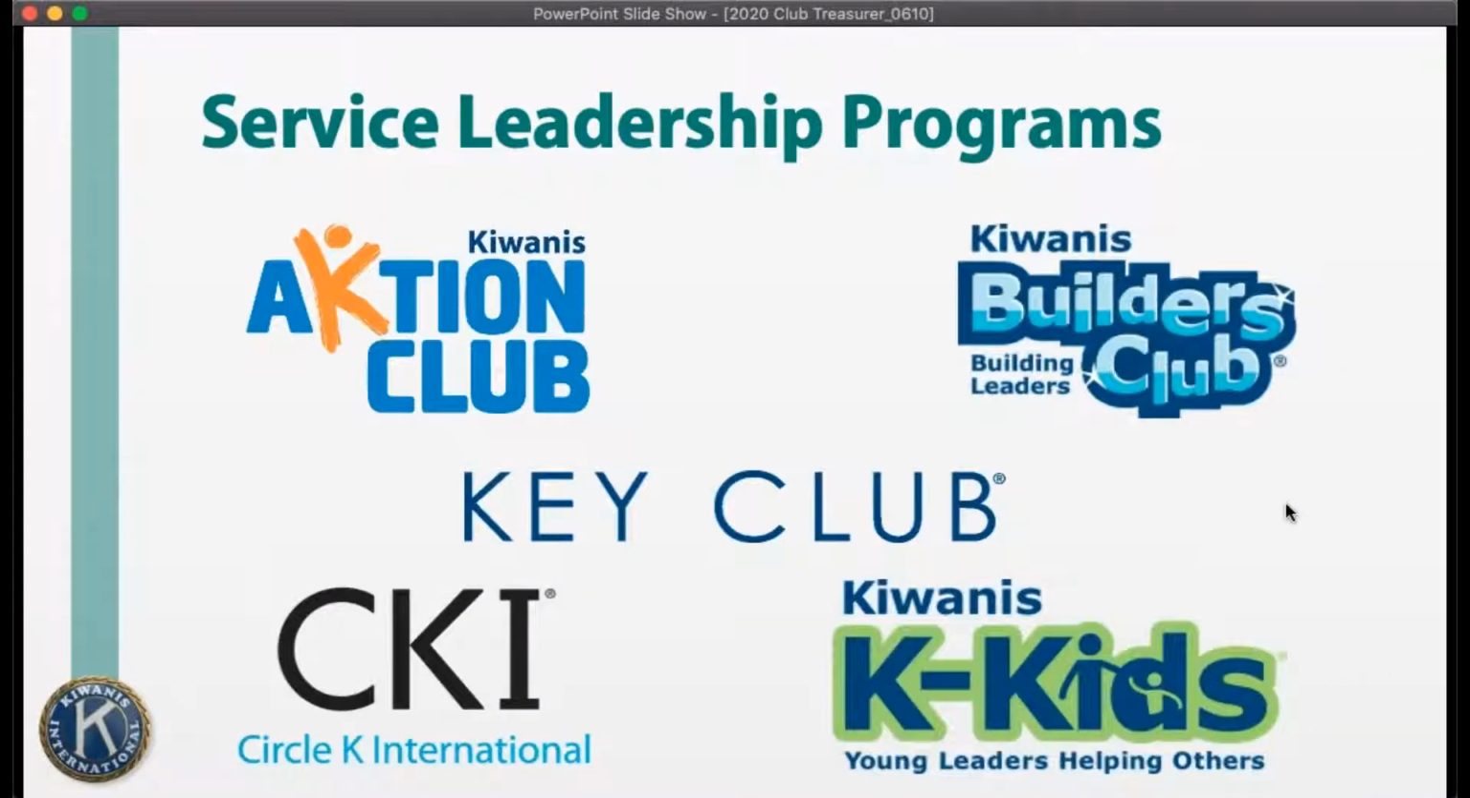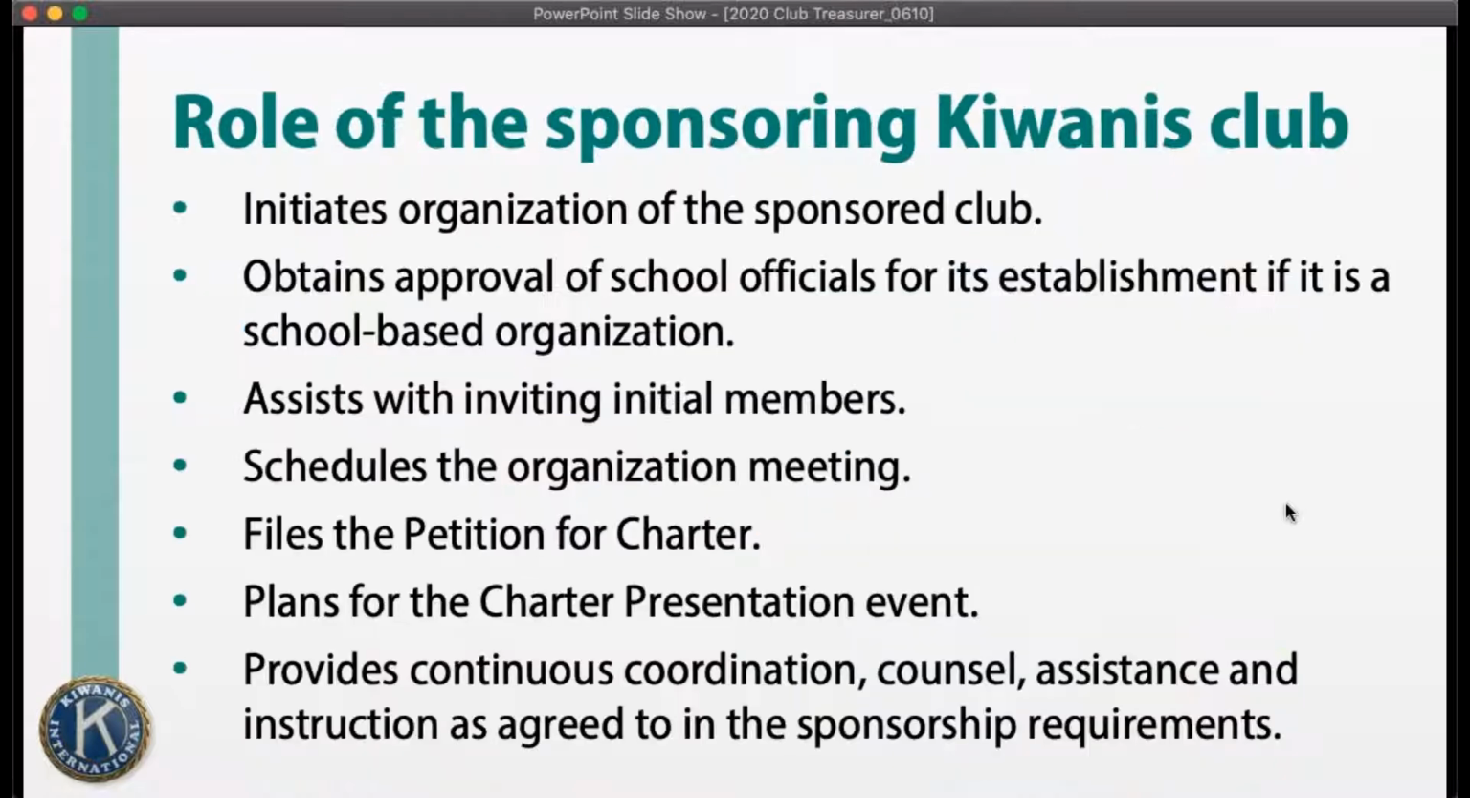Kiwanis has also been sponsoring our youth programs since 1925, when the first Key Club was founded. Since then, we've added more programs and experienced tremendous growth. Most often, our SLPs are sponsored by our Kiwanis clubs and occasionally will be sponsored by another civic organization. As the sponsoring club, your role will span from initiating the organization of the club, working with school officials, and providing counseling and assistance for members if needed.